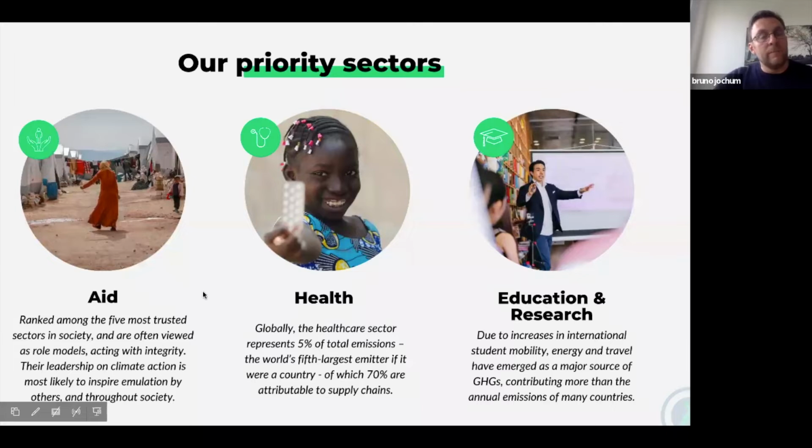Now, as I said before, the first sector we have been focusing on over last year and this year is international aid. Half of the organizations on board currently are also active in the health area, so they're medical aid organizations with quite a big synergy between the two. We're currently in discussion with health institutions to join the community. And we will be addressing also key university or research institutions to join this movement.